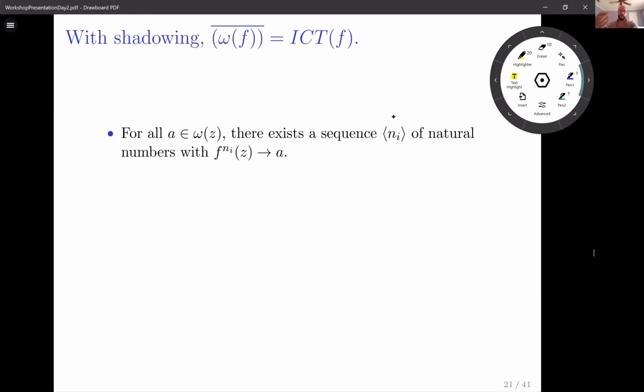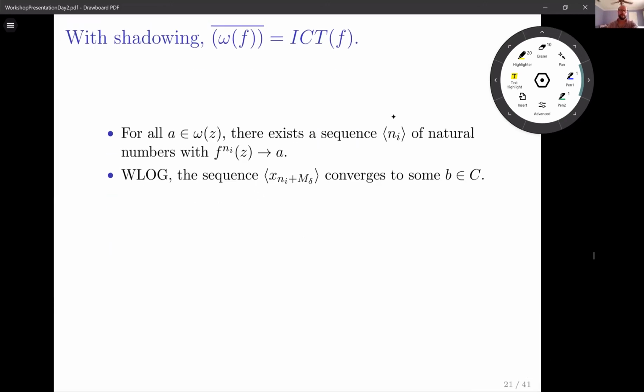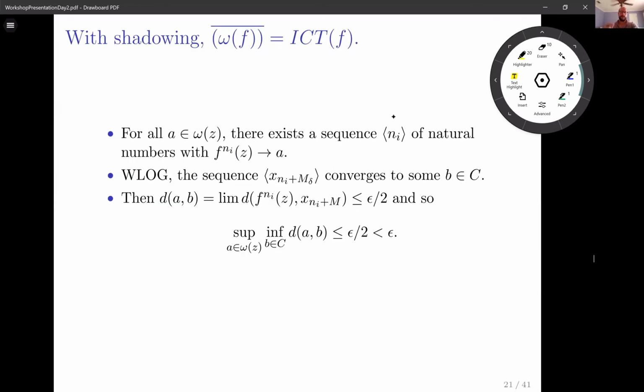such that f^{n_i}(z) approaches a. That's because the omega limit set is the collection of limit points of the orbit. Without loss of generality, the sequence x_{n_i+m_delta} converges to some b in my set C. Maybe x_{n_i+m_delta} didn't converge, but you can go to a subsequence and find such a thing that converges. Then consider the distance from a, a point in the omega limit set, to b, something in C.